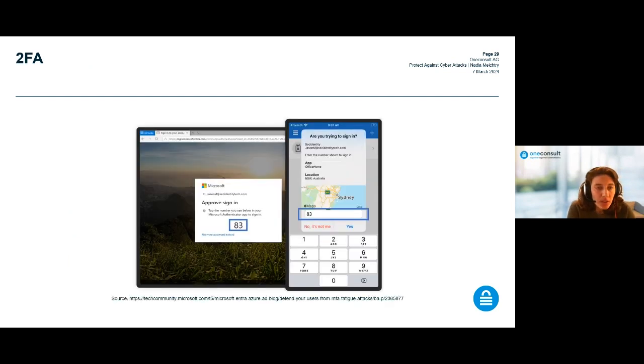We strongly recommend using an application that requires you to enter a number. Some even indicate your location, like this one here. This is the Microsoft Authenticator Hub. That way you can do more than just approve a simple SMS or push notification where you don't have any context. So this ensures that it is really you who is trying to log in. Of course, 2FA with physical tokens, such as FIDO keys, is also highly recommended.